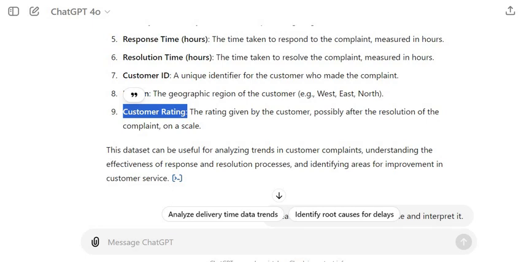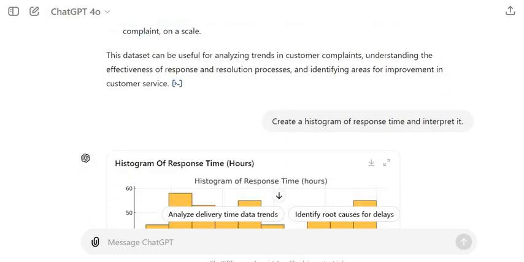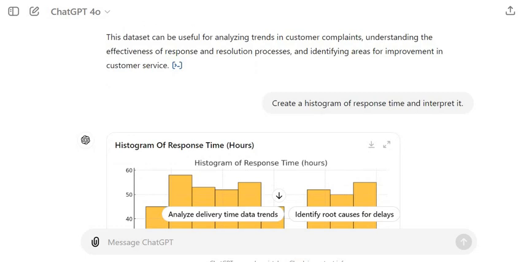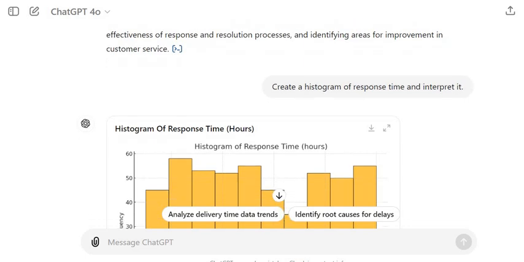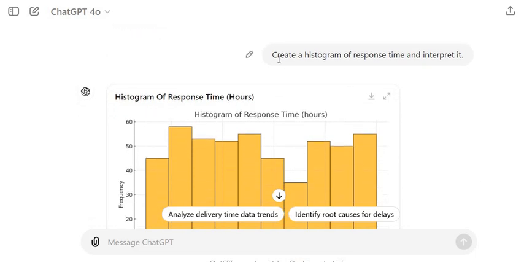So the first tool we are going to apply is a histogram. You can create a histogram for a quantitative variable. There are many variables in this data set. We are going to create a histogram of response time. So I just asked ChatGPT to create a histogram of response time and interpret it.